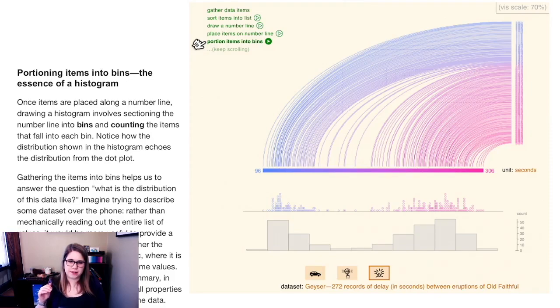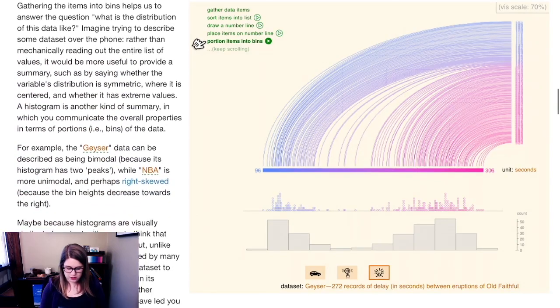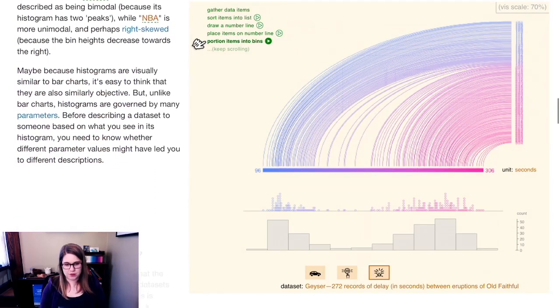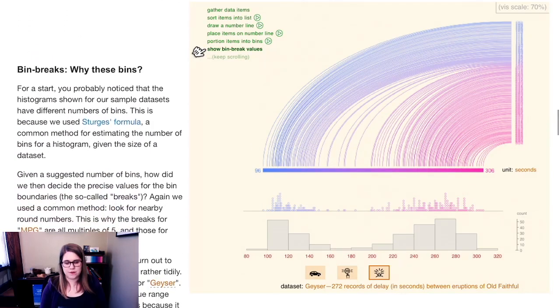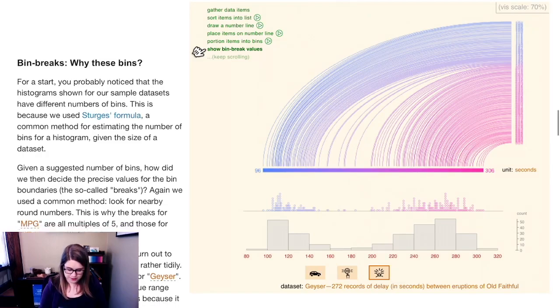And then the x-axis, it's not just the categories exactly, it's like the whole number line, but we are seeing those breaks for each of the bins. And then the thing that I find really interesting about histograms is that they are parameterized. And so if you choose a different bin break algorithm, you'll get a slightly different aggregated gestalt, a sort of look at the whole data set.